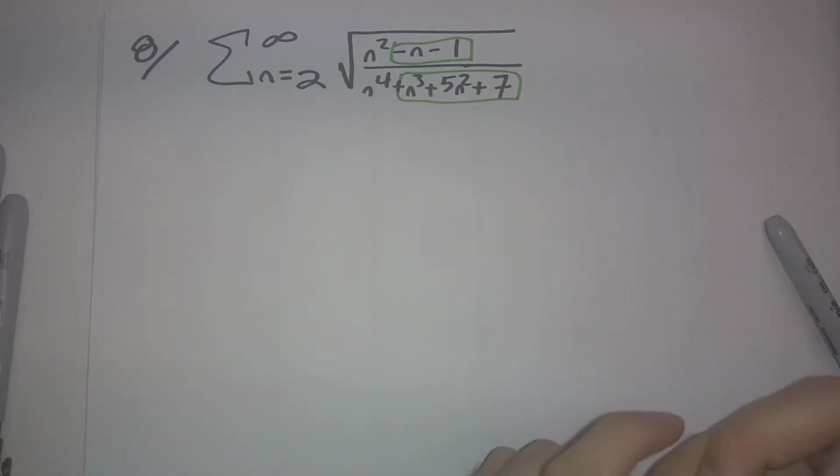Everything I'm boxing is kind of irrelevant in the long run. As n gets bigger and bigger and bigger, n squared will overwhelm minus n and minus 1. N to the 4th will overwhelm any effects that n cubed plus 5n squared plus 7 can have.